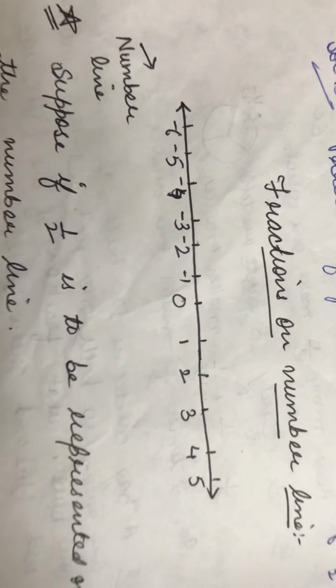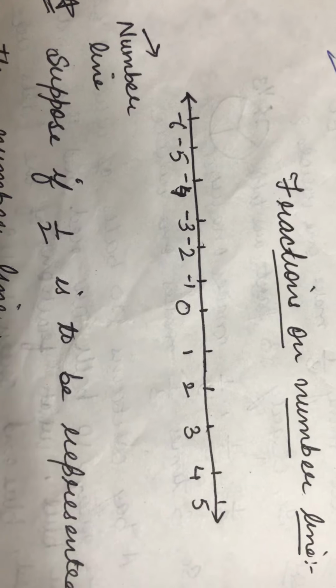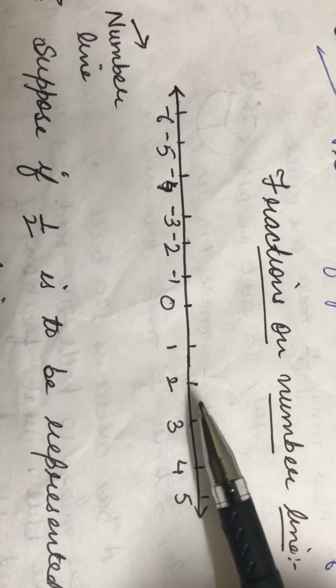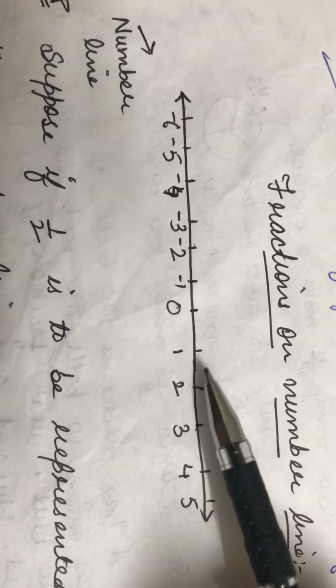The next topic in this chapter is fractions on a number line. As we already discussed number line in the chapter of whole numbers, this is a number line in which we have 0 in the center. On the right hand side, we have the positive integers, and on the left hand side, we have negative integers.